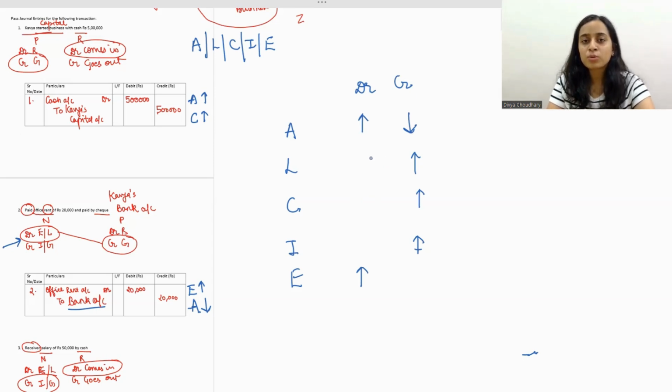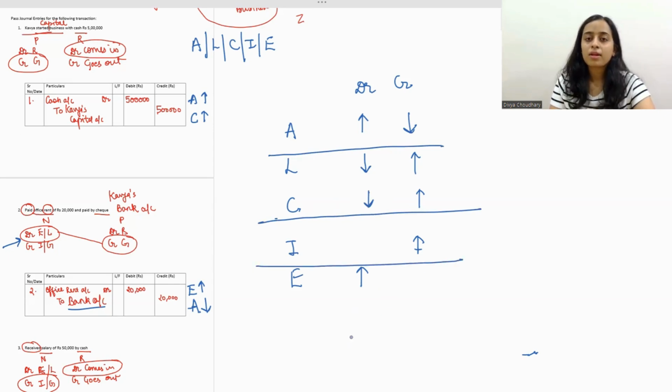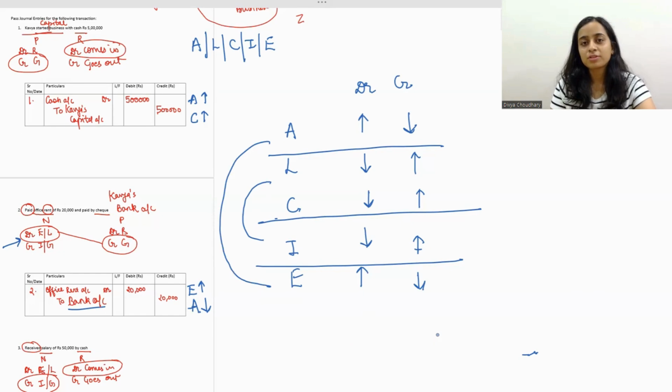So with this, we conclude that asset increasing is debited, asset decreasing is credited, liability increase is credited, liability decrease would automatically be debited, and capital increase is credited, decrease would be debited. So liability and capital work in a similar fashion. Liability, capital, and income, they all work in a similar fashion, and expense and asset work in a similar fashion. I hope this is clear to you.